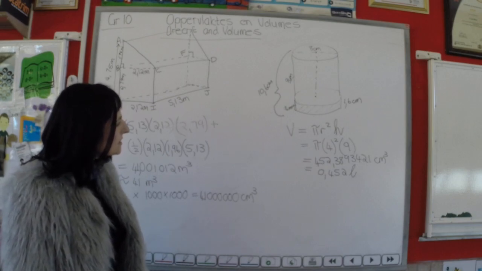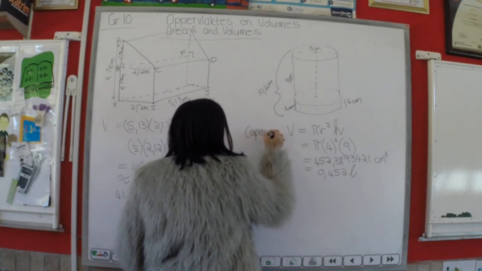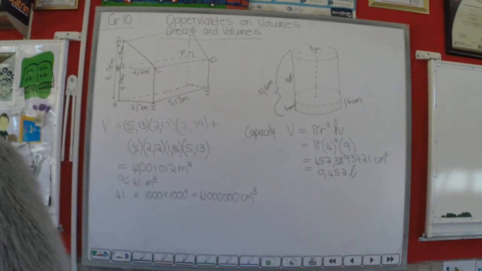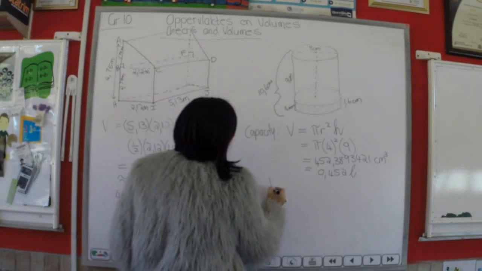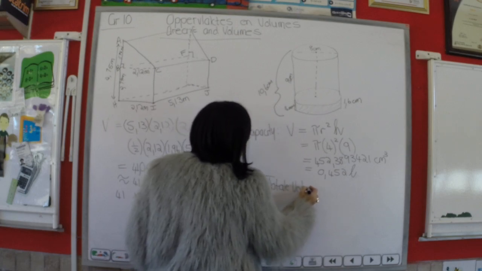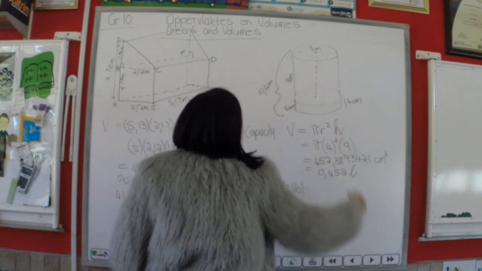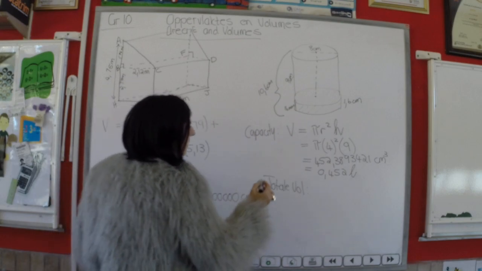Okay, the next question is now, this is the capacity. This is very important. Capacity. Now, the next question is, determine the total volume of the glass. The total volume is not the capacity. The total volume is the solid part plus the part where you can put something in. So this is now going to be different.